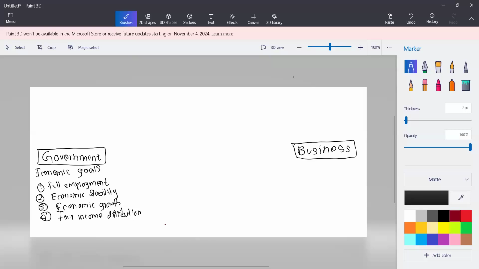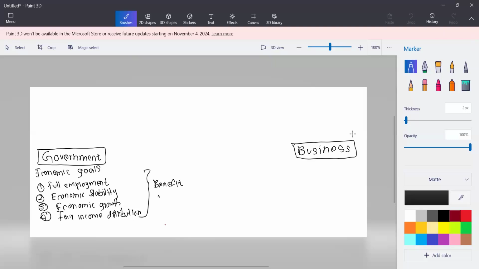Okay, children. So, that is this. They have these goals, right? Why do they have these goals, children? Why do governments have these goals? To benefit the politicians? No. Governments have these goals to benefit the people, no?